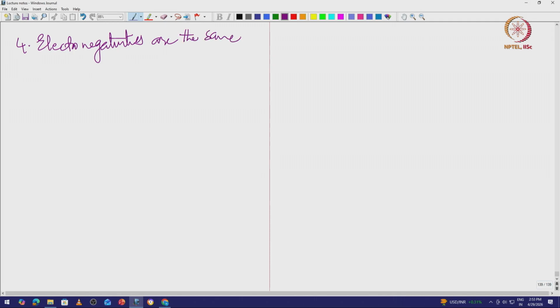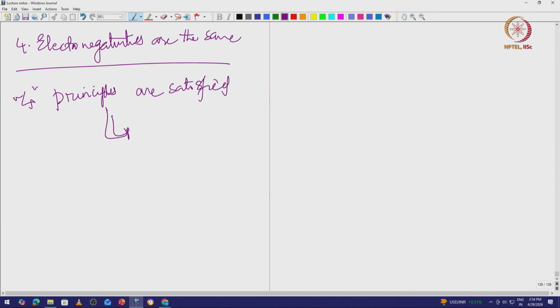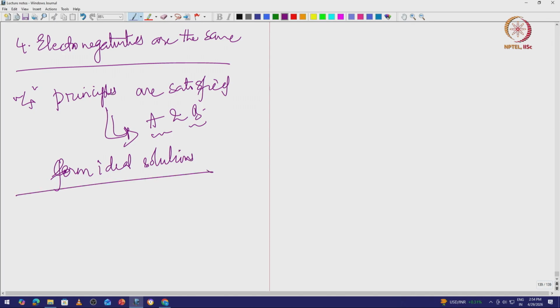Right. Now, if these constraints, these four principles that are countable on your fingers, are satisfied, then those two species A and B, which are 1 and 2, can form ideal solutions. So, ideal solutions do exist.